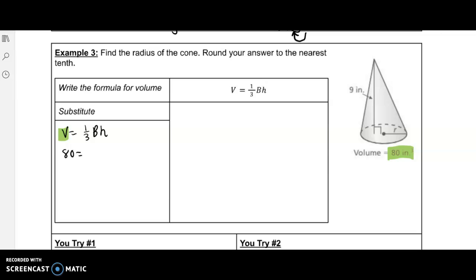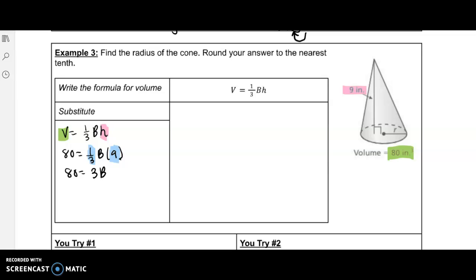And then our 1/3 times the area of our base times our height, which will go in for H. So times 9. Again, we're going to simplify, only this time we're just going to simplify with the two numbers. It's okay that B is in the middle. Multiplication, it doesn't matter the order that you do it in, and same with division. So we still have 80 equals, but then we're going to do 1/3 times 9, which is the same as 9 divided by 3, which is just 3.